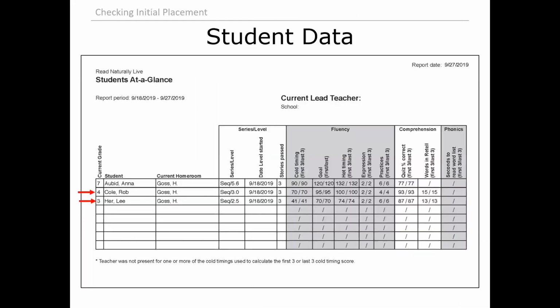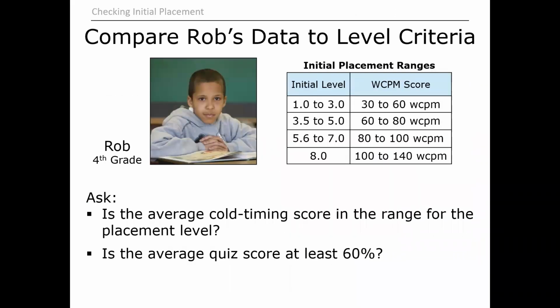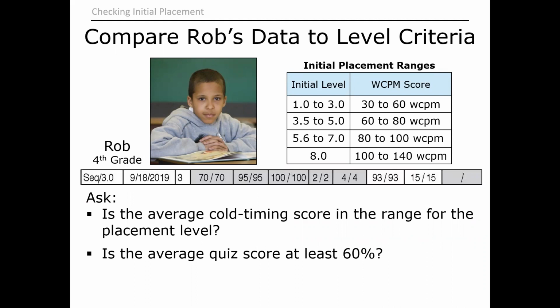All right, we have 2 more students we'll go through quickly, Rob and Lee. We're just going to do this process 2 more times with each of these students. So Rob is a 4th grader. We're going to find out whether or not his cold timing score is in the range and what his quiz is at. That will tell us whether or not he's in the right level. So here's his data.